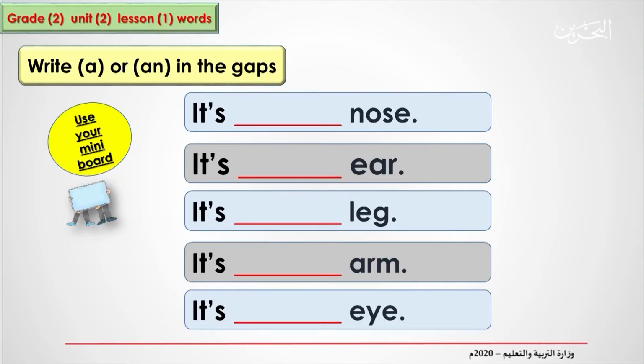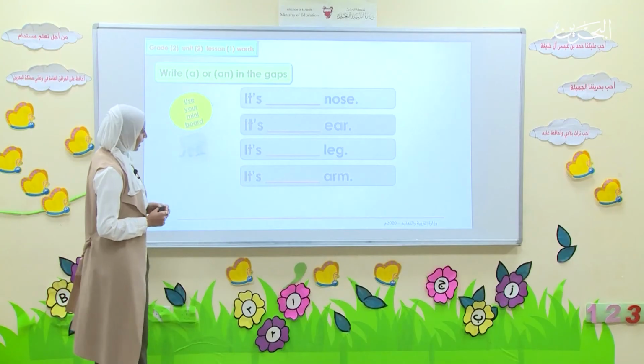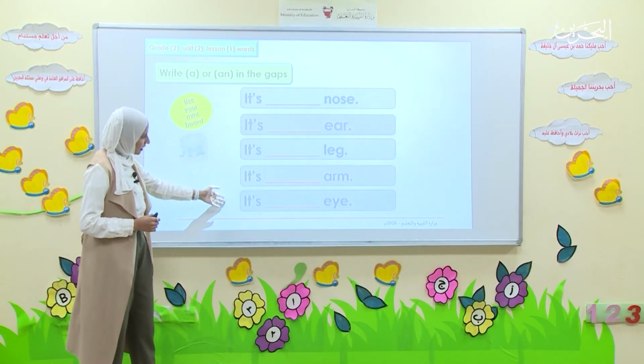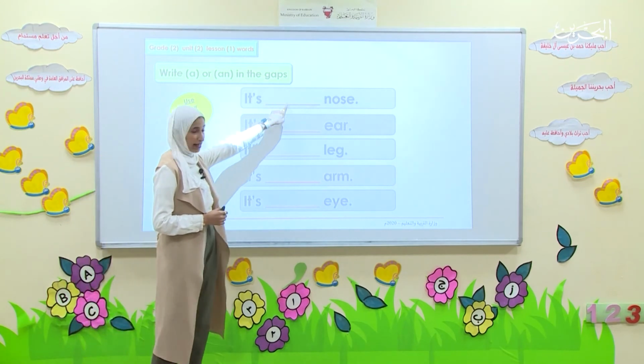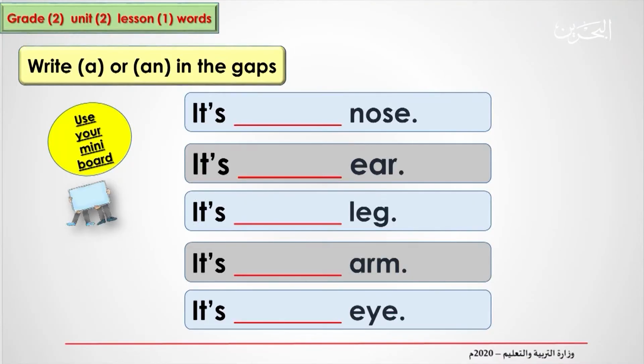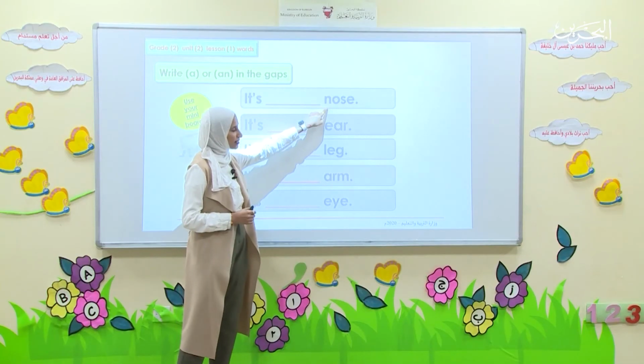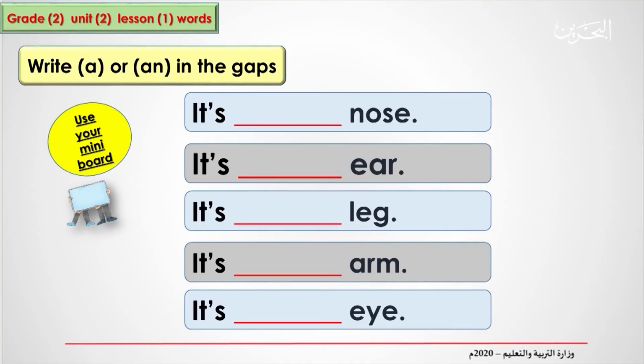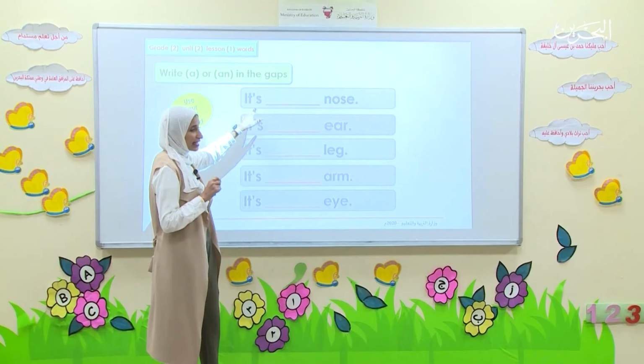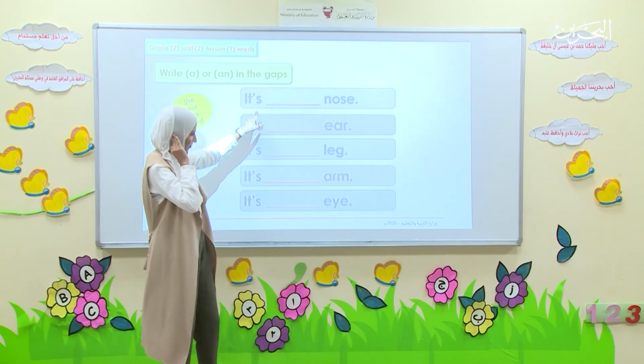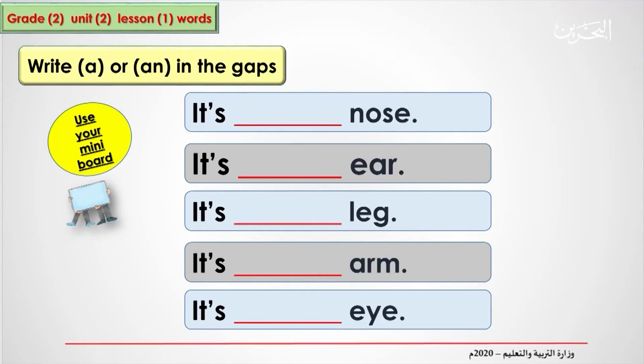In this slide, we are going to practice how to use a or an. So, I want you to look at the sentence and decide, will you put in the gap a or an? So you have to look at the first letter of the word. For example, here the letter N. Is it a vowel? Yes or no? No, it's not a vowel. So you will say it's a. Okay, now you have 2 minutes.